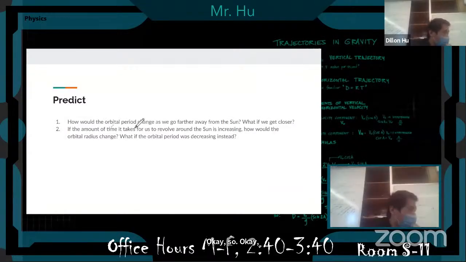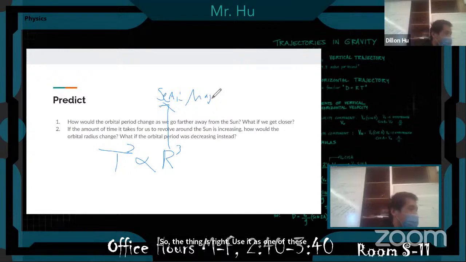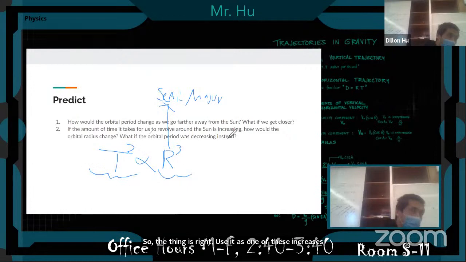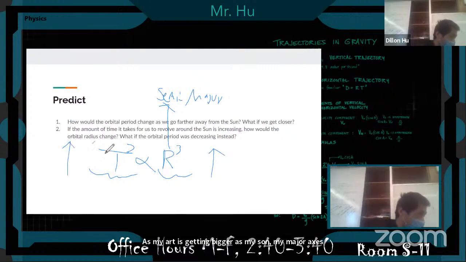Okay, in terms of how these change, we're looking at the relationship that period squared is proportional to the radius cubed. I keep saying the radius, but that's a bit of a misnomer. This r is the semi-major axis. As one of these increases, if r is getting bigger, T is also going to get bigger. As I get farther away from the sun, as my semi-major axis is increasing, my period of revolution also increases, which means the farther I am from the sun, the more time it takes me to revolve around the sun.